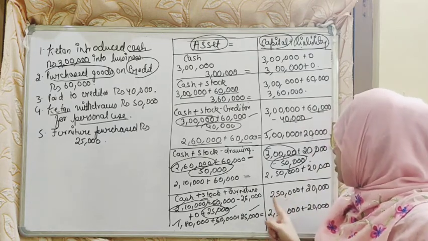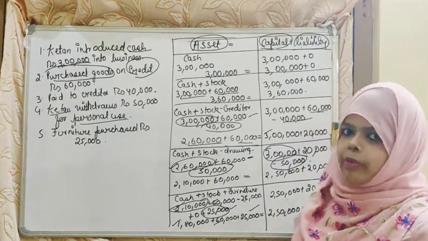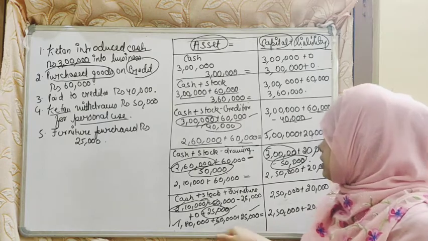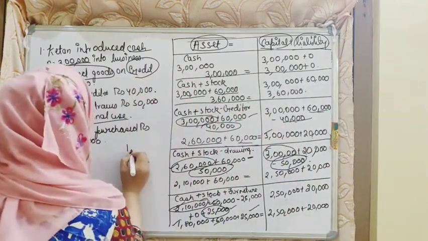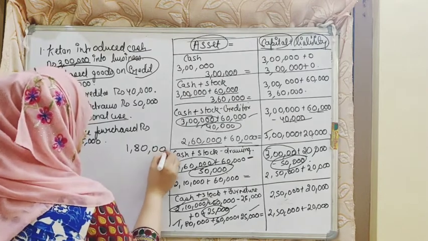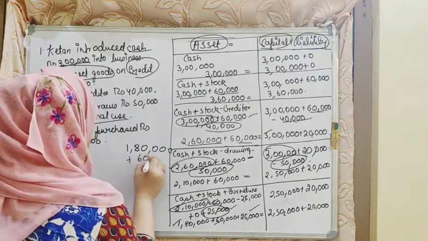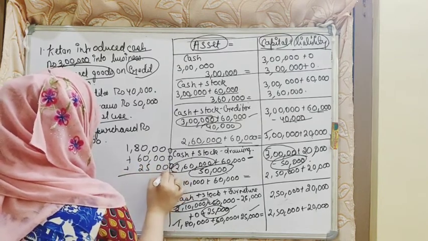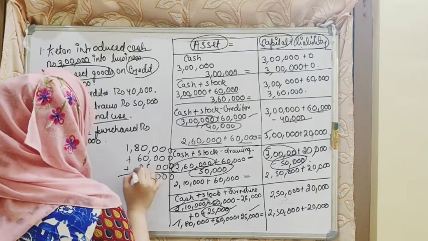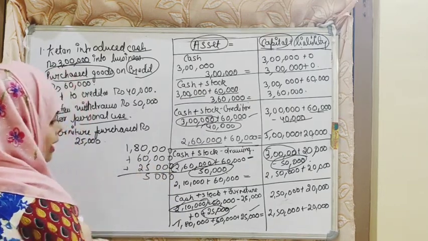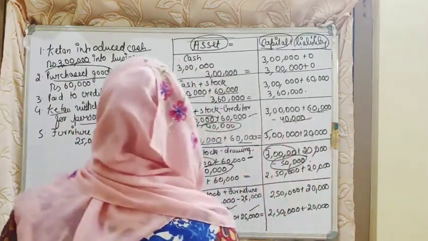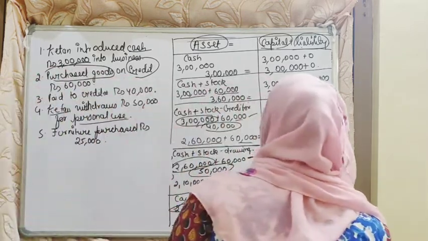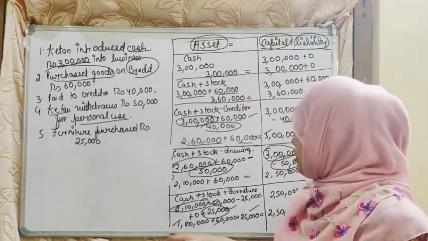And here we have the same amount. The furniture won't affect the capital and the liability. So 2,50,000 plus 20,000. If we total this amount, it is 1,80,000 plus 60,000 plus 25,000. So we will get the total amount as the same. So we have this equation, and we get the total amount.